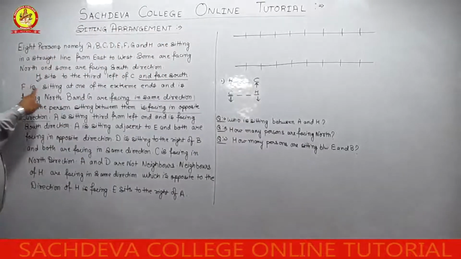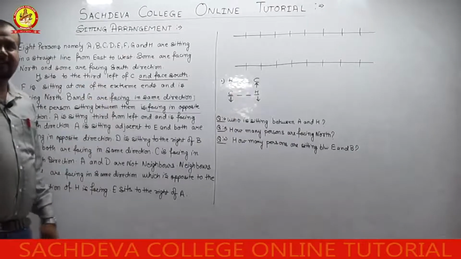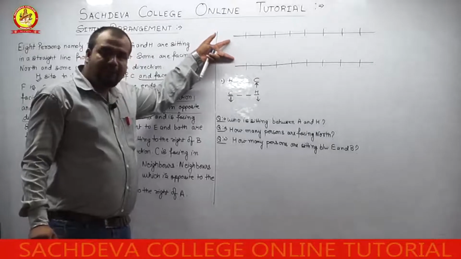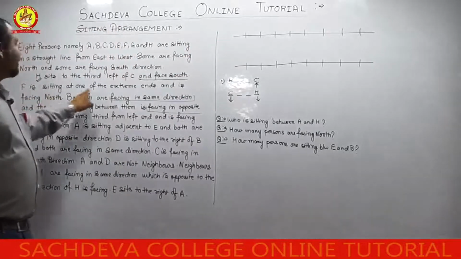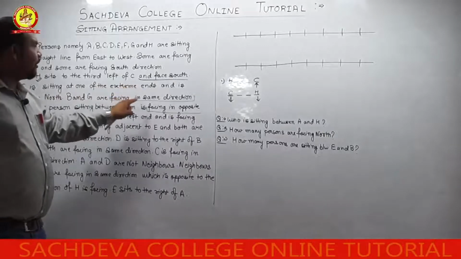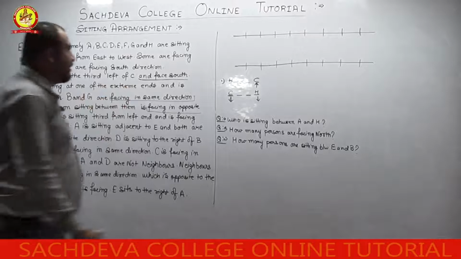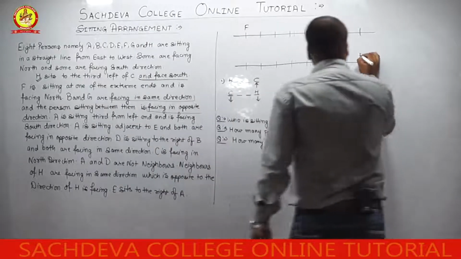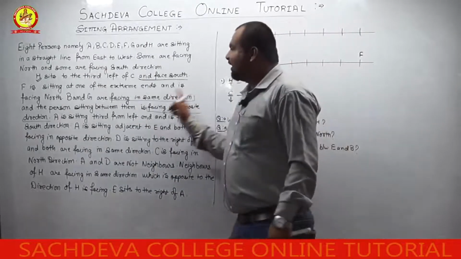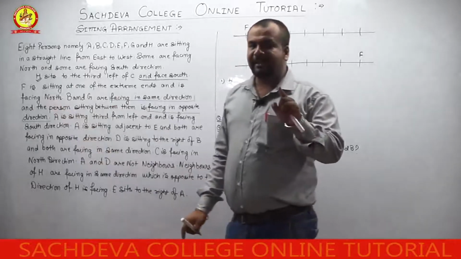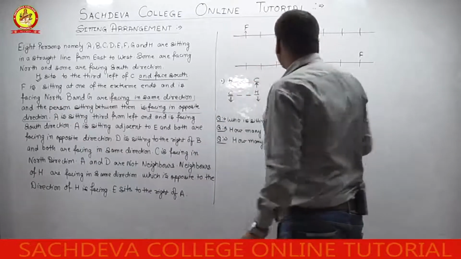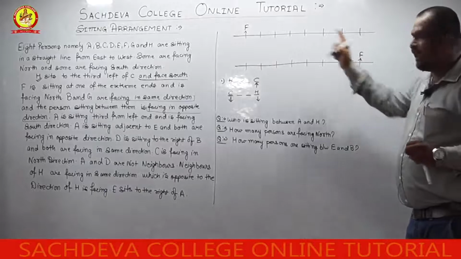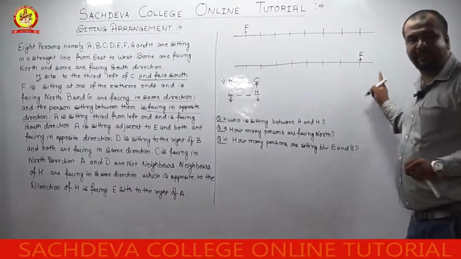Then F is sitting at one of the extreme ends. Here we get the reason why we took the approach of two arrangements. F is sitting at one of the extreme ends, which means F will be sitting on the left end or on the right end. And then it is mentioned "and is facing north", which means F is facing in the north direction. Now we have two possibilities for F: F is sitting on the left or F is sitting on the right.